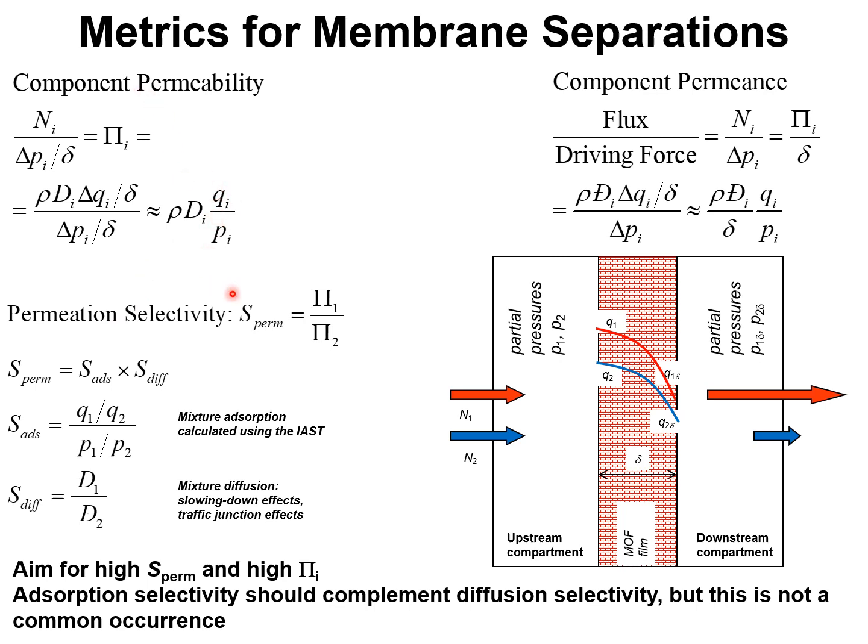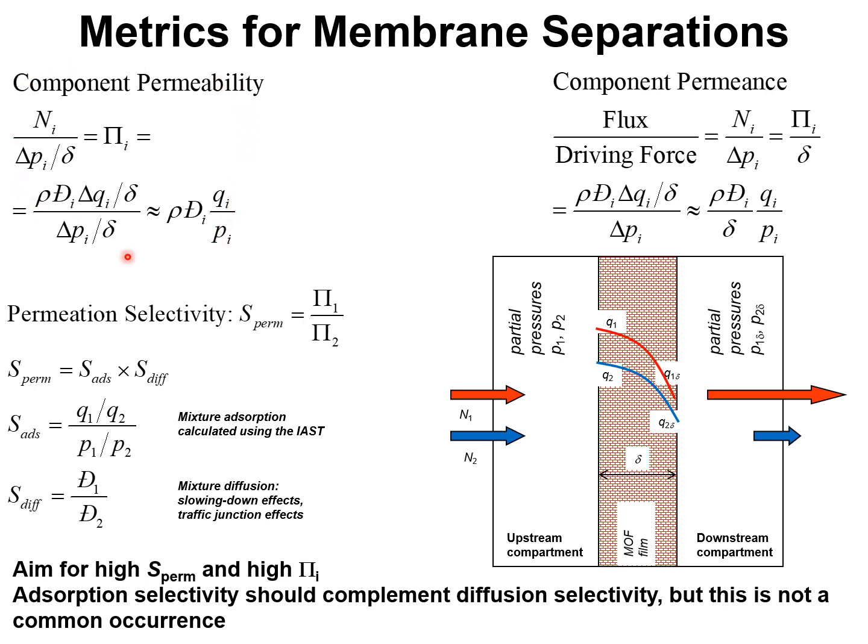The component loadings are accessible from molecular dynamics simulations of the Maxwell-Stefan diffusivity and the data on unary isotherms that allow us to calculate Qi divided by Pi. Or we could use Monte Carlo simulations to determine the mixture adsorption equilibrium, which allows you to determine the dependence of the component loadings as a function of partial pressures in the bulk gas phase.